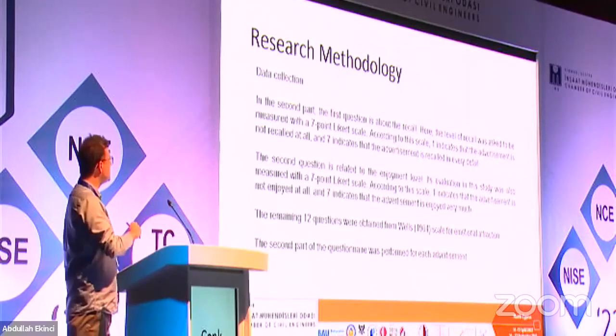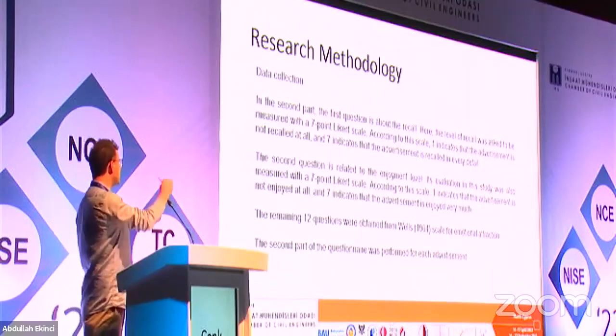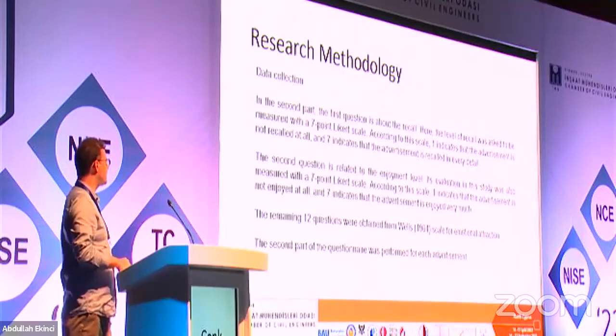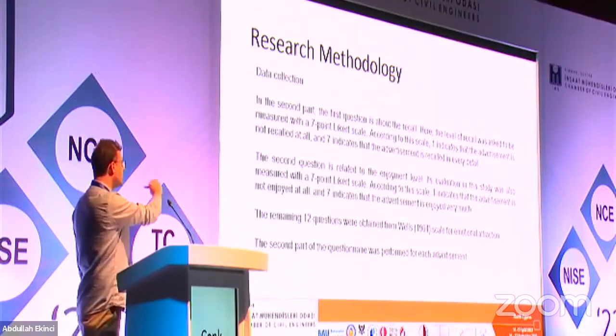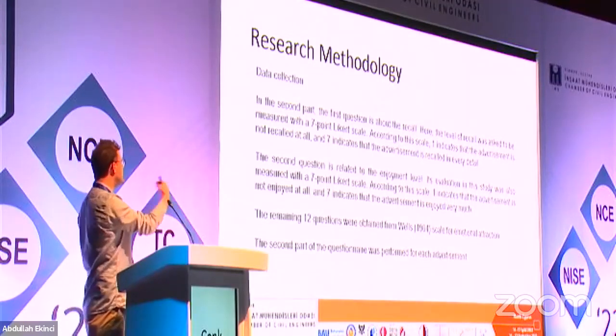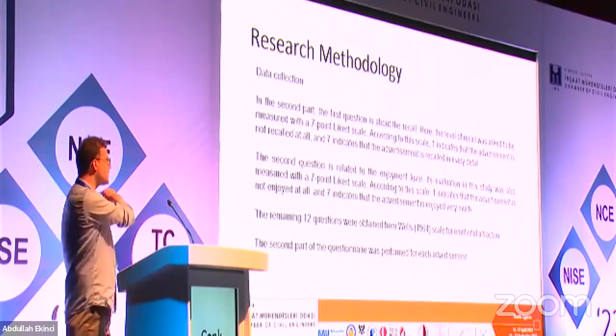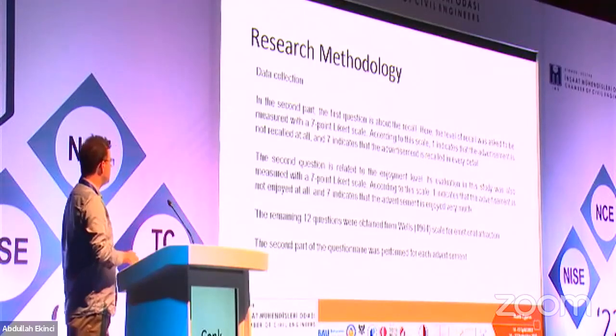In the second question, we ask the enjoyment level, and also we use a 7-point Likert scale for that question. And 1 indicates the advertisement is not enjoyable. 7 indicates that the advertisement is very enjoyable.